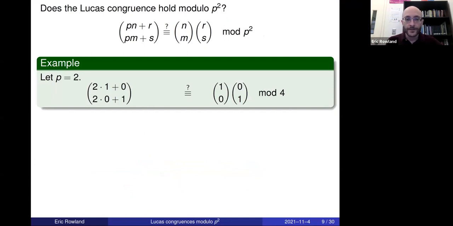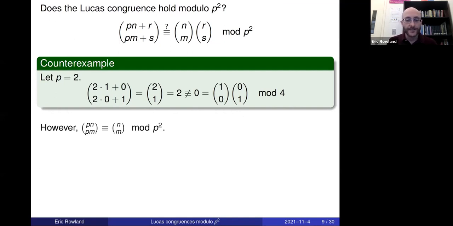So here's one example with p equals 2. N is 1, m is 0, r is 0, s is 1. So we want this to just break up into the two pairs, 1, 0, and 0, 1. The binomial on the left-hand side is 2 choose 1, which is 2. And on the right-hand side, we have 0 choose 1, so that will be 0. So unfortunately, this does not work. So in fact, this is a counterexample. These are congruent mod 2, but not congruent mod 4.